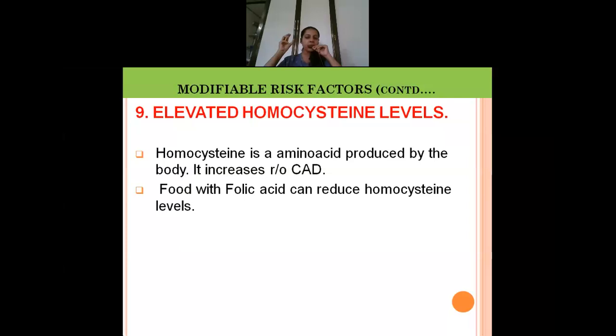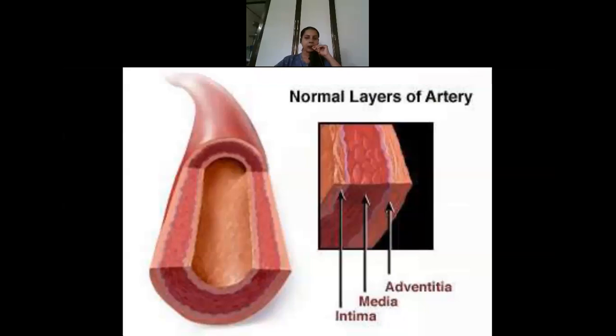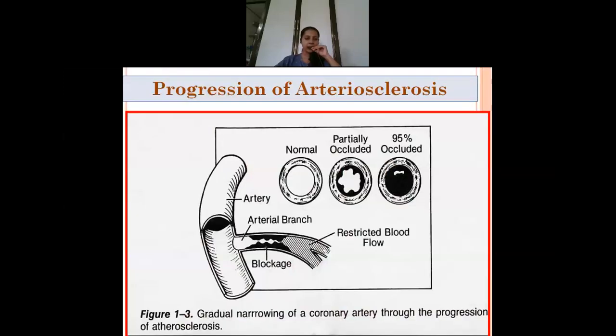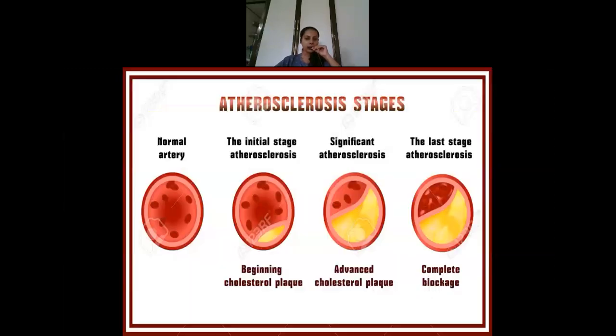But if you consume food items that have folic acid, it is seen that it will reduce the homocysteine level. We already know about the normal layers of the heart that you have already studied in anatomy, isn't it? Tunica intima, tunica media and tunica adventitia. Next we will see the progression of atherosclerosis, how atherosclerosis is progressing.